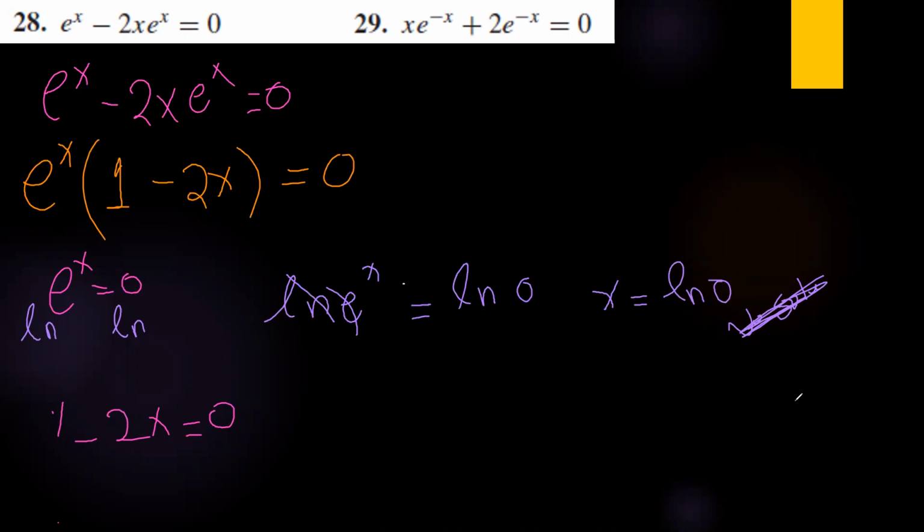Now let's go to the second one here. Here we have 1 minus 2x equals 0. So 1 equals 2x, so x will be half. So here the solution is when x equals half.